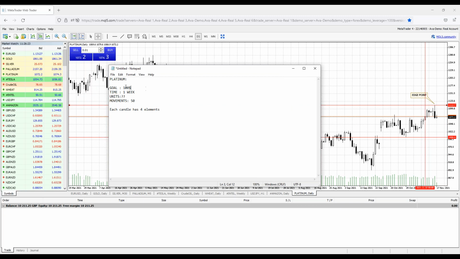So if our goal is $100, quick recap, guys. Our goal is $100. We are dealing with platinum, and we plan to make it during a week. We are expecting a $50 movement. That means that if the price now is here and bouncing, we expect it to move up.